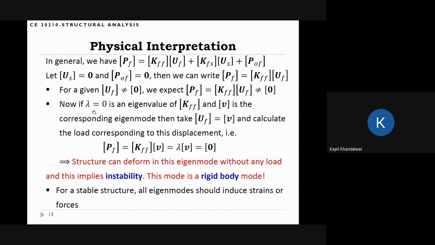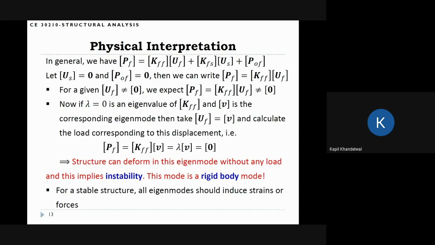So we already know that the system is unstable. And we are going to assume that V is the corresponding eigenmode. So V is the eigenmode corresponding to this lambda equal to 0. And then what we are going to do is take UF equal to V. So we are saying that the structure is going to displace in the eigenmode corresponding to the 0 eigenvalue.